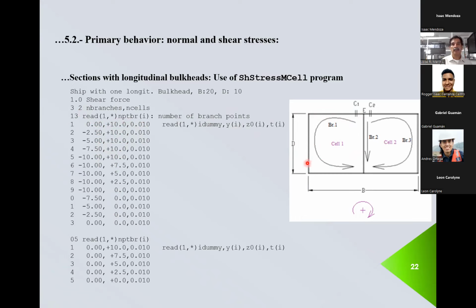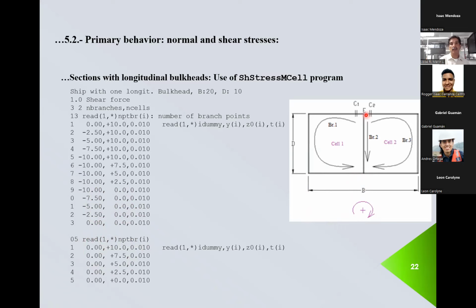Then we go downwards, so Y is constant and Z decreases. And then we close up to here, very close to the center line, and that's this part here. Z is 0, and you see that Y is increasing from -10 until 0. Maybe you would say this point should be -0.001, but we said equal to 0, and there's no problem with that. This is the information for the second branch.